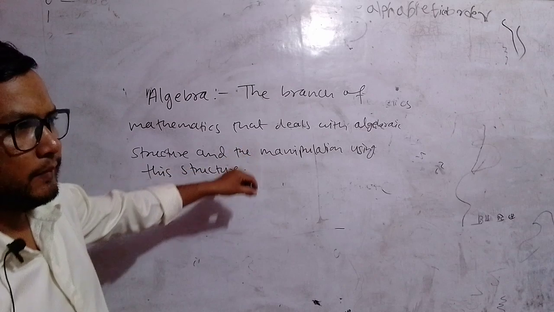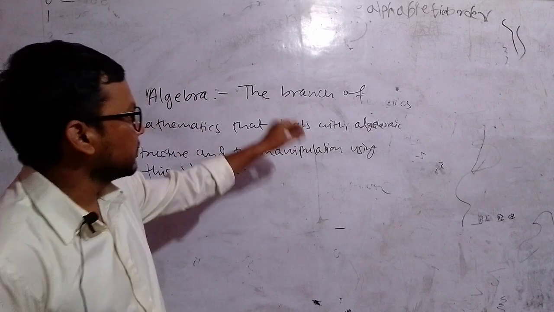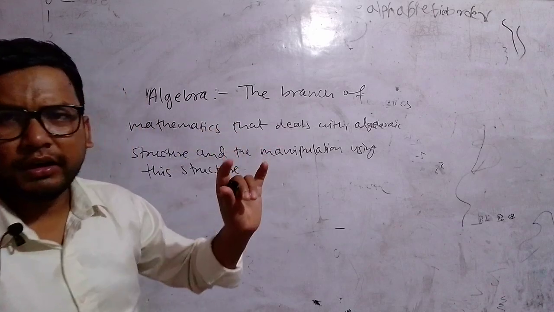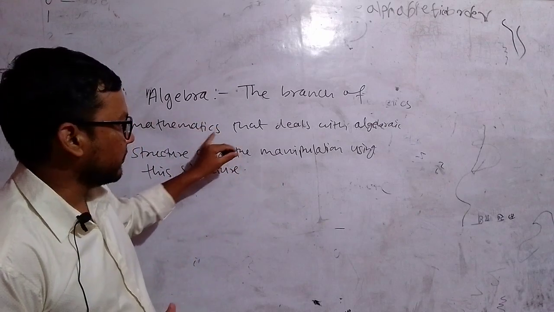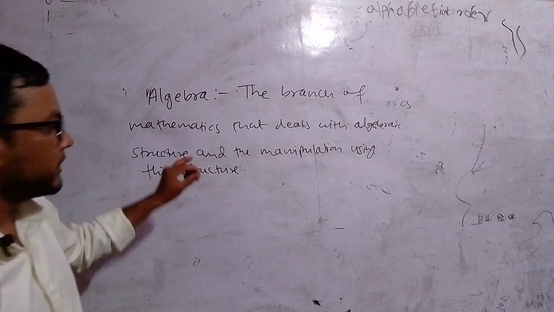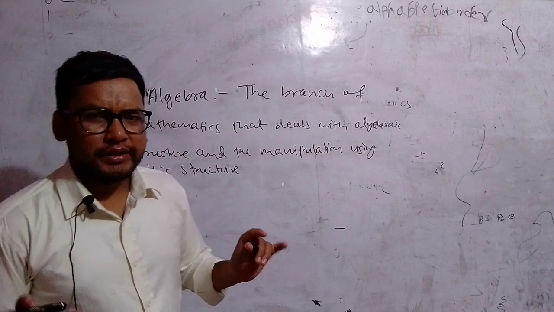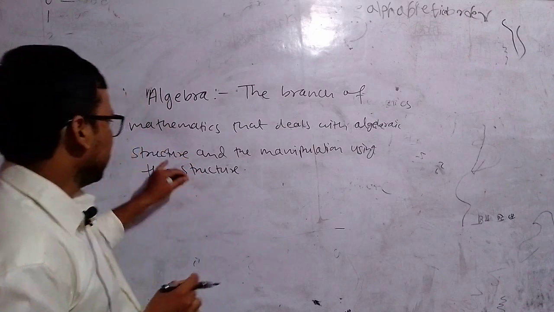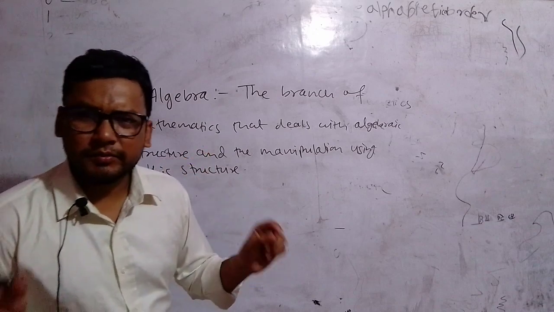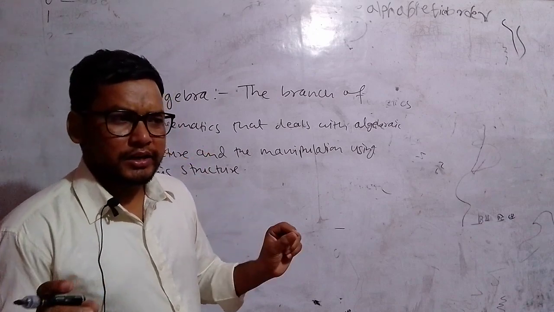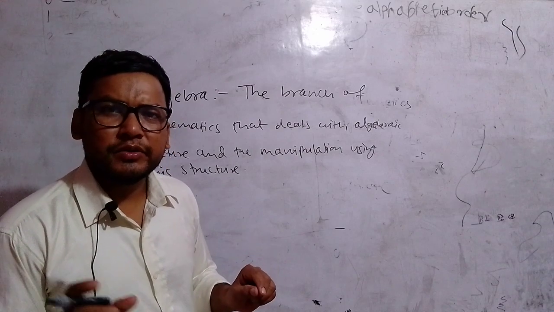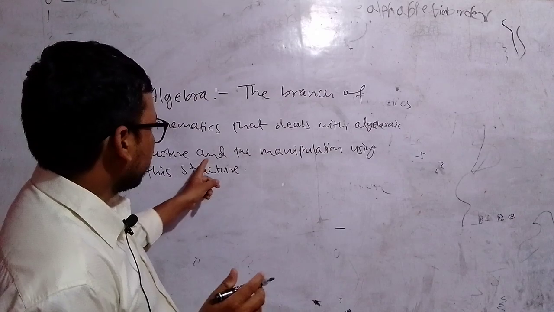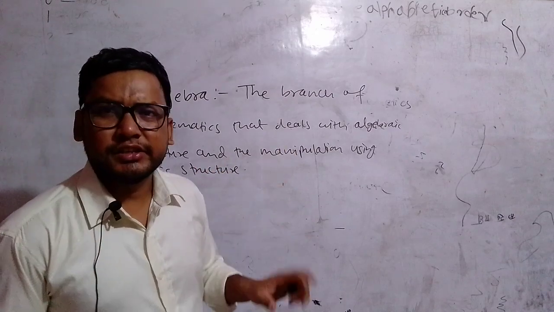Yes, previously, as given in the definition, this is simply a small branch of mathematics. Algebra is the small branch of mathematics that deals with the algebraic structure, the relations between the variables. Structure means algebraic structure or mathematical structure, meaning the relations between the variables. Variable means it could contain a value. And the manipulation using this structure.